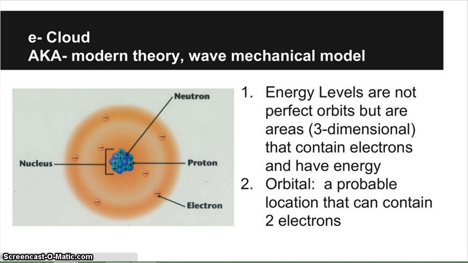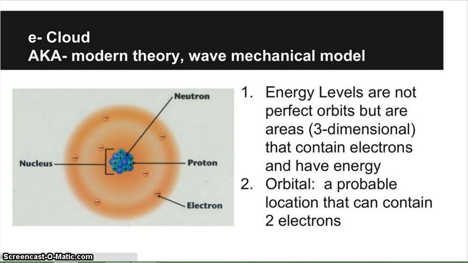So the electron cloud model is also known as either the modern model or the modern theory and the wave mechanical model. This is our most current and up-to-date atomic theory. Where we left off in class would have been Bohr's planetary model. This is a little bit different in that instead of thinking about our electrons in those perfect orbits, we're still going to have energy levels, but these energy levels are now going to be three-dimensional areas that can contain electrons, or three-dimensional spaces around the nucleus that have electrons in them.